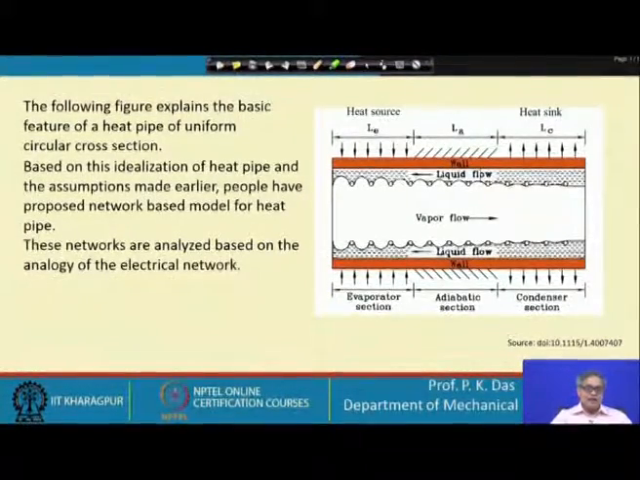These networks are analyzed based on analogy with electrical networks. Electrical circuit analysis we are familiar with, all engineers are familiar, they have done some electrical circuit analysis at some time in their training. So, with the analogy of electrical circuit analysis we can do the analysis of the heat pipe thermal network or heat pipe thermodynamic network. So, let us move to the next slide.